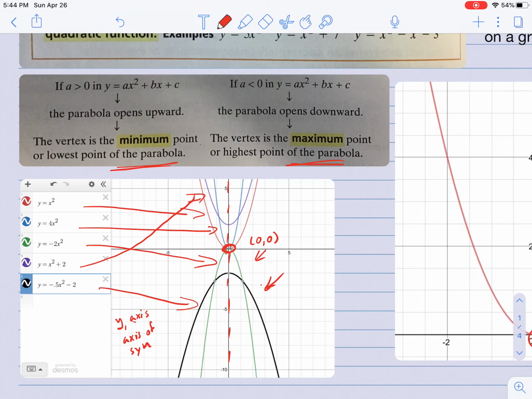Okay, and if you notice here, when we add the negative 2 and the plus 2, so the c value, now that changes the vertex. It moves it up or down. When you add 2, it moved it up 2. And when you minus 2, it moved it down 2 right here. So that is 0, negative 2. And then this one right here is 0, 2.